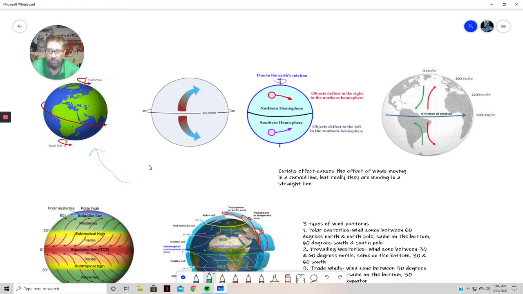Look at that strong teacher move right there. Drawing on a whiteboard, pointing at an image. That's some pretty strong teacher skills right there.